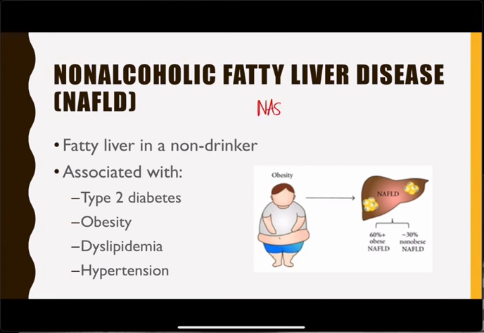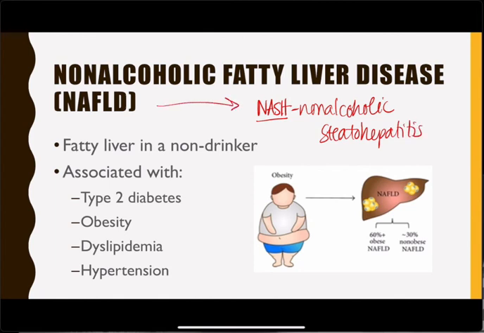You might see this written either way, which is just non-alcoholic, I'll just write it out. My words seem to be failing me. It's the end of a long day. Non-alcoholic steatohepatitis. So it has the same name. That's NASH. These are really one and the same. Kind of depends on the person and their training for what they'd call it.